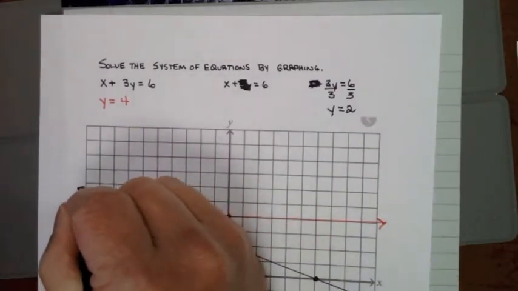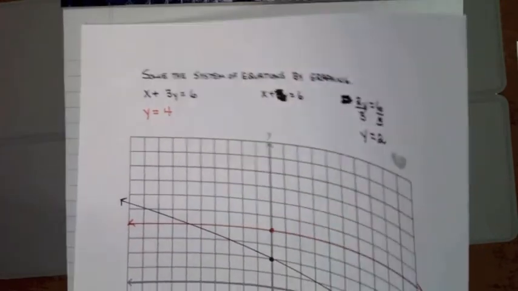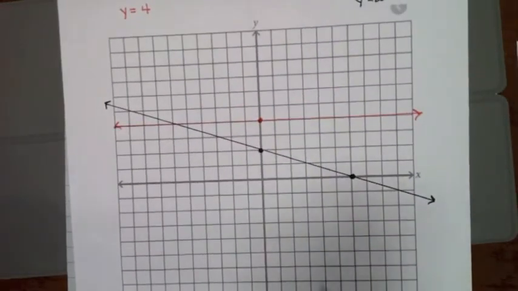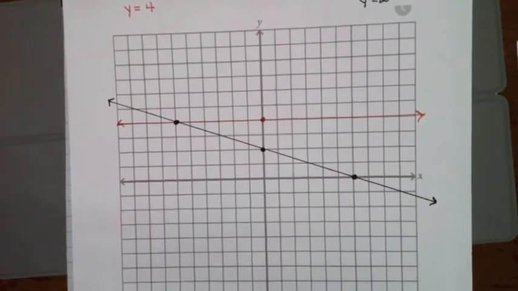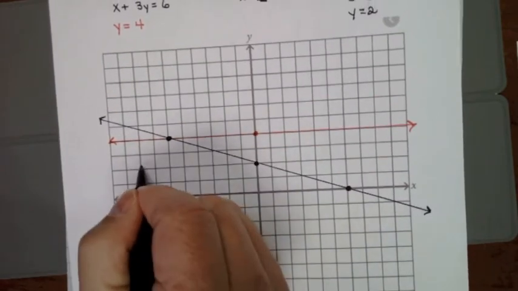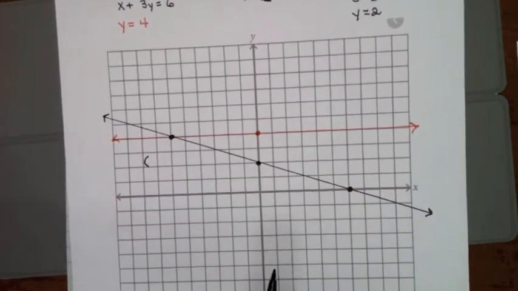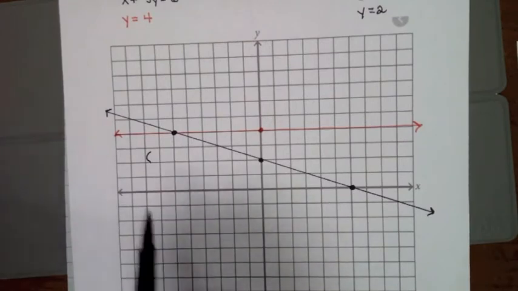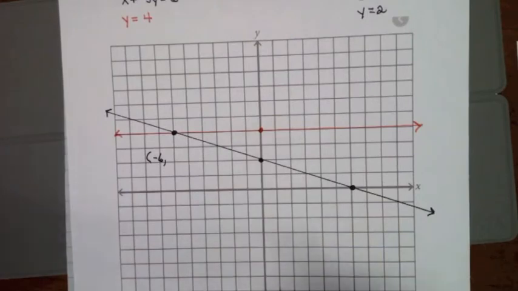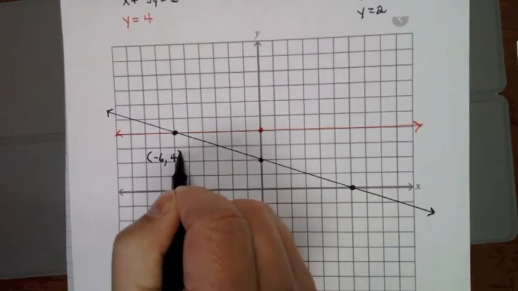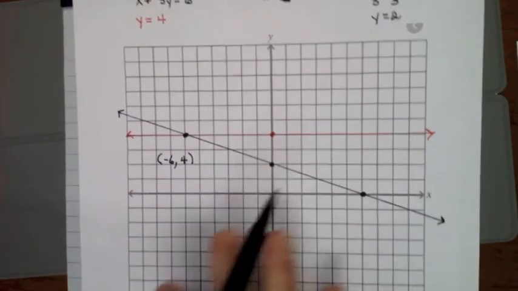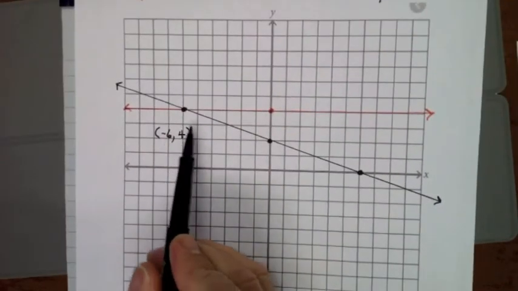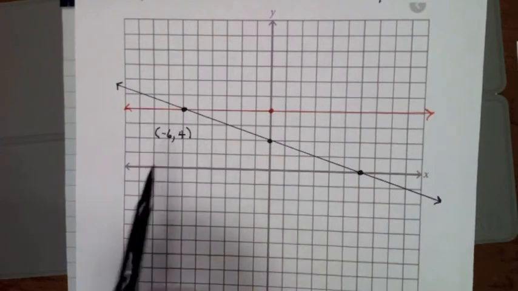And then I need to find the coordinates of the point where these two lines intersect. And it looks like it would be that one right there. I need to write down the coordinates for that. I make my parentheses. My x coordinate goes first. 1, 2, 3, 4, 5, 6. Since I'm going backwards, that's negative 6. And then I'm going to go up 4. The answer to this system of equations is negative 6, 4. You write it as a point, as an ordered pair.